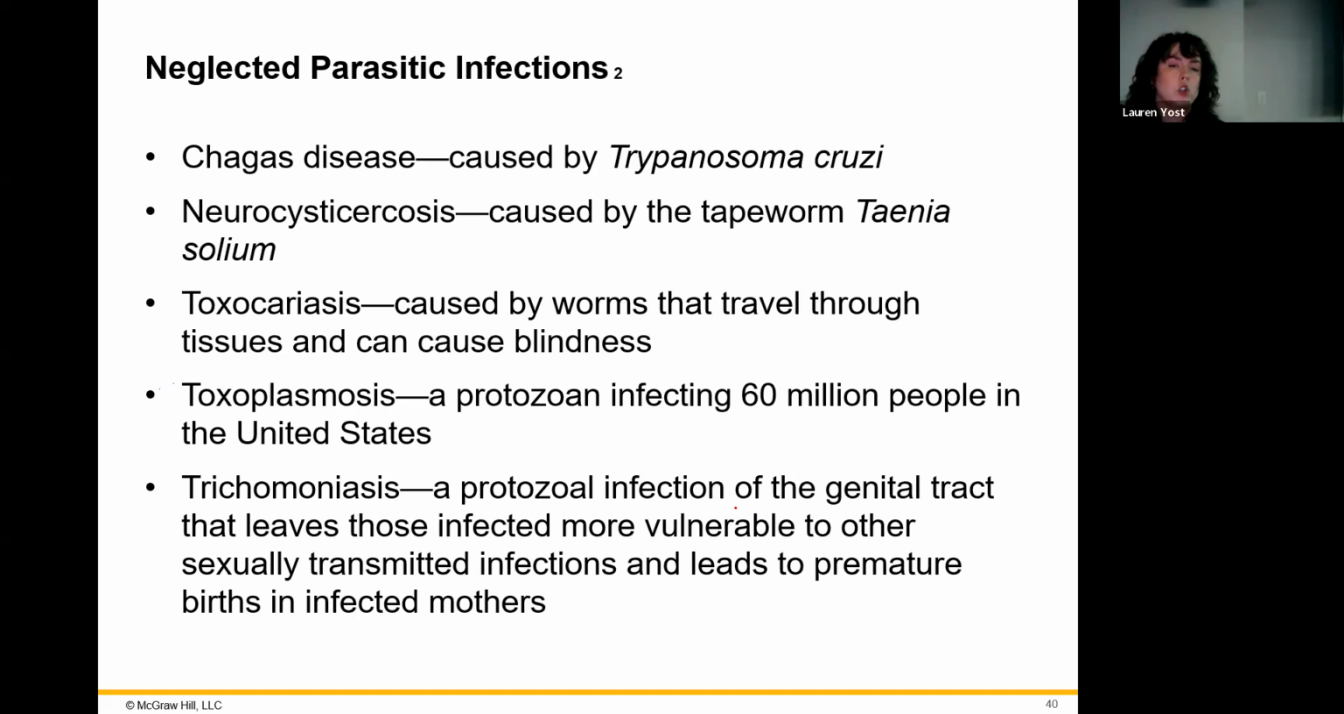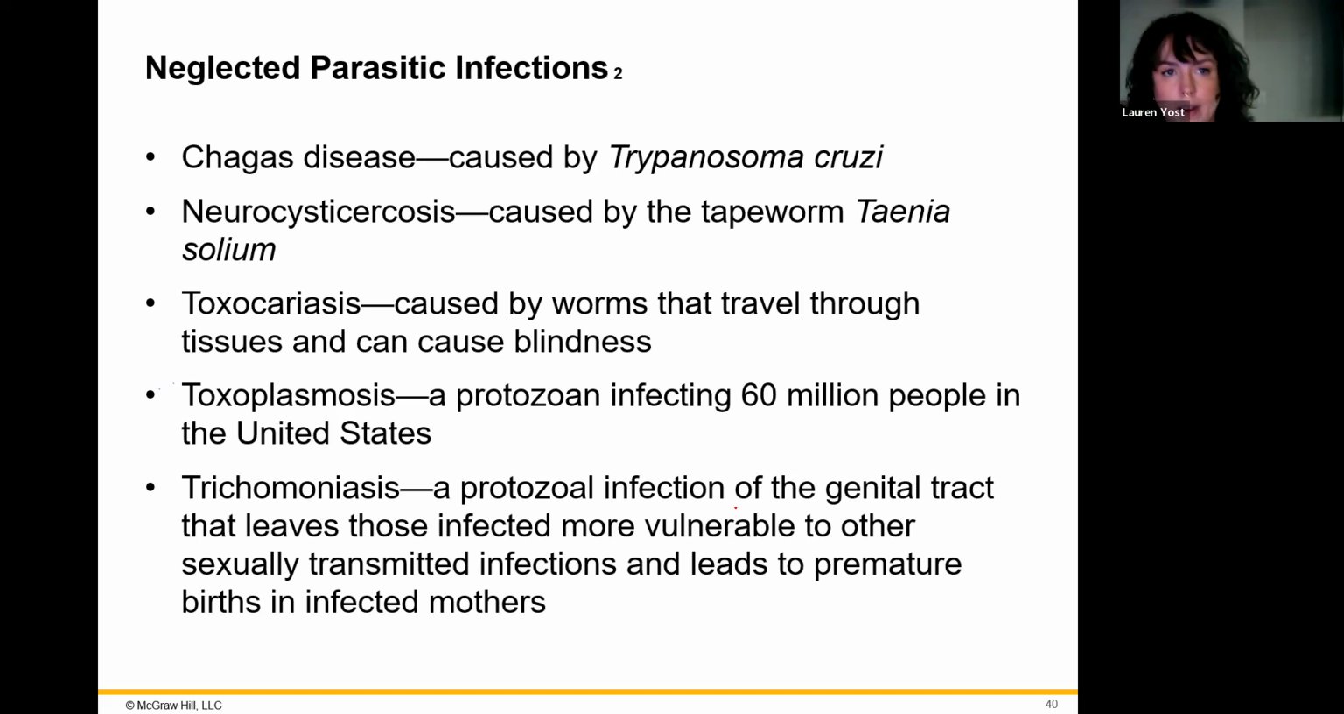Toxocariasis. This is worms that travel through the tissues and can cause blindness. Why do you think they cause blindness, y'all? Them worms traveling into your eyes. Okay. No, thank you. Toxoplasmosis. This is the one with the kitty litter. Don't handle it if you're pregnant.